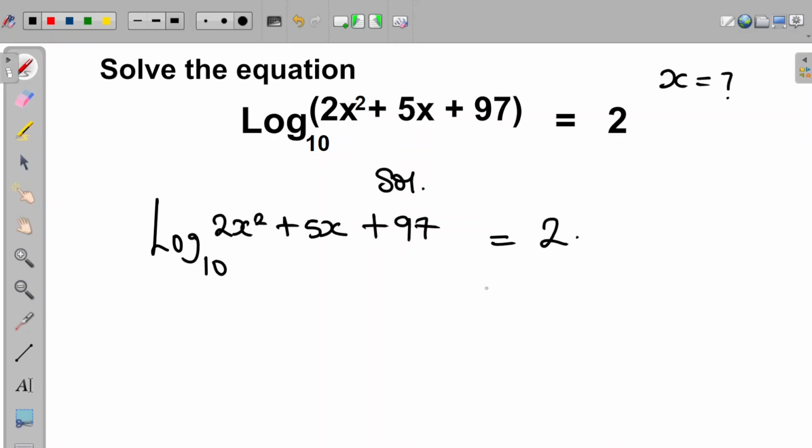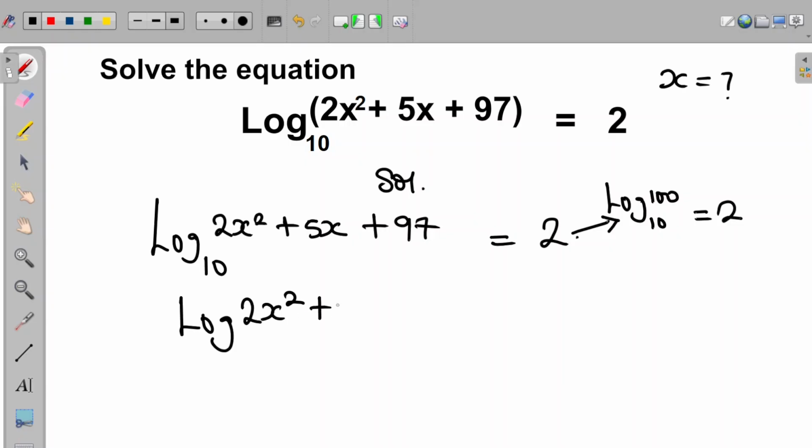Now recall that log 100 to base 10 is equal to 2. So at this point, we'll replace 2 with log 100 to base 10. So the equation becomes log of 2x squared plus 5x plus 97 in base 10 equal to log 100 in base 10.